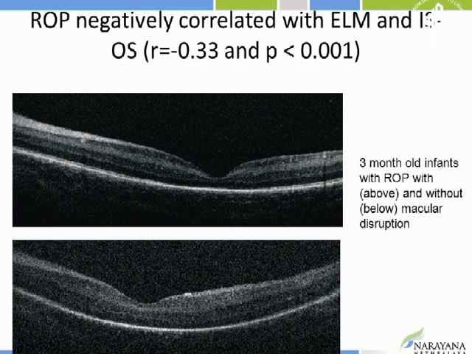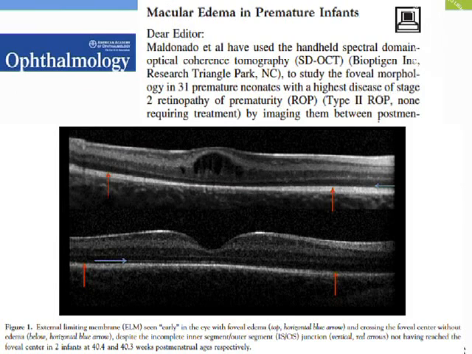And we found two things. One, ROP negatively correlated with the later presence of the external limiting membrane and the inner segment, outer segment layer. Now, one of them codes for vision, one of them doesn't. So now we're very keen on following these babies prospectively to find out what happens. This is the external limiting paper.